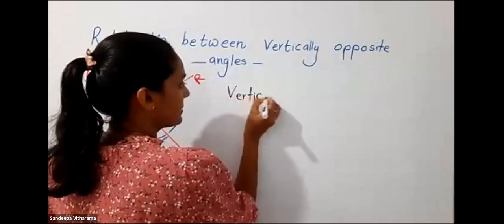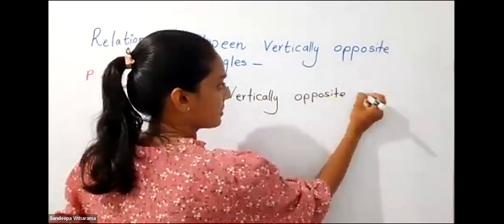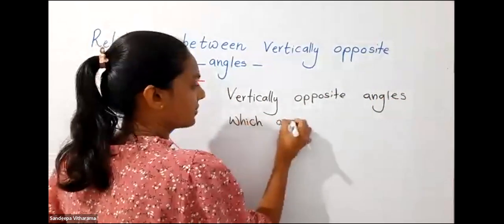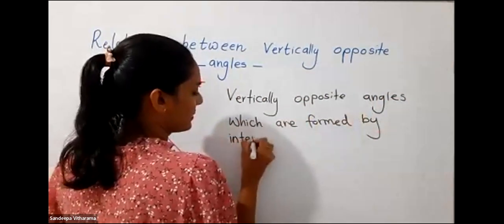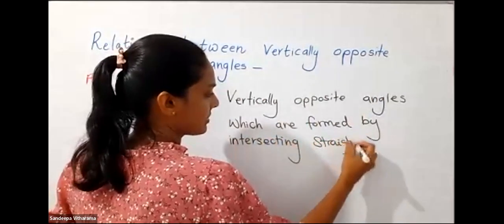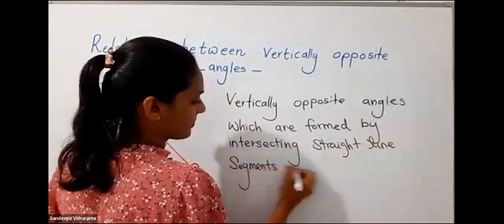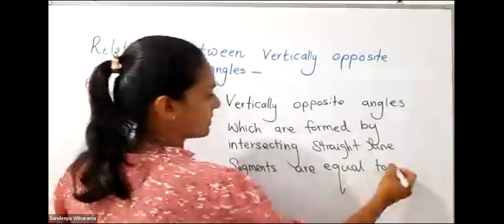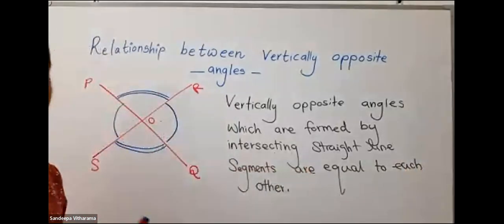Vertically opposite angles which are formed by intersecting straight line segments are equal to each other. Okay. Therefore, we can write.